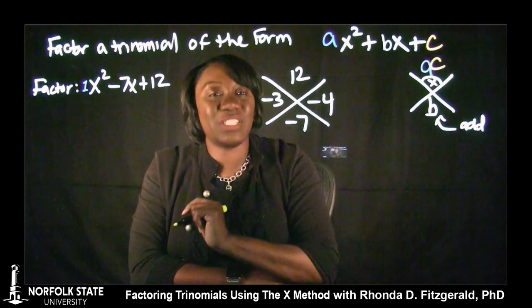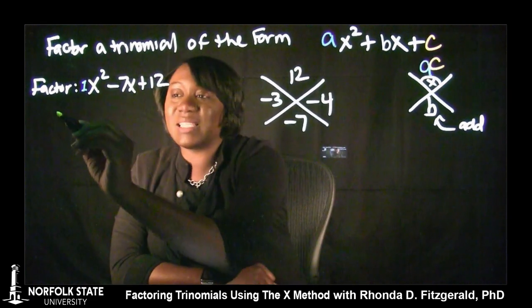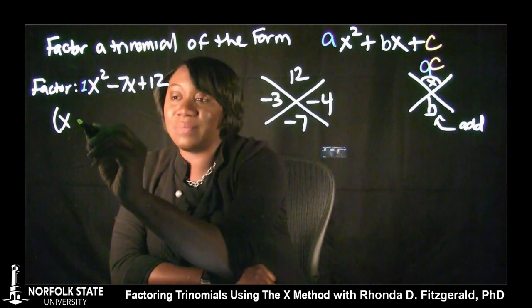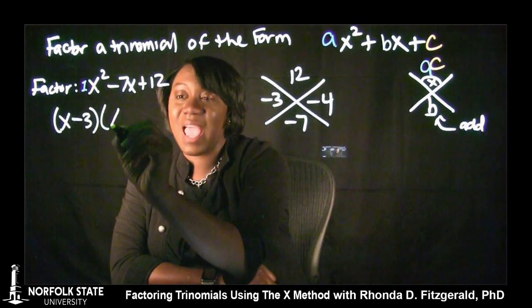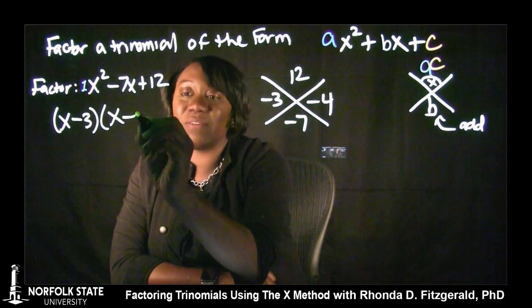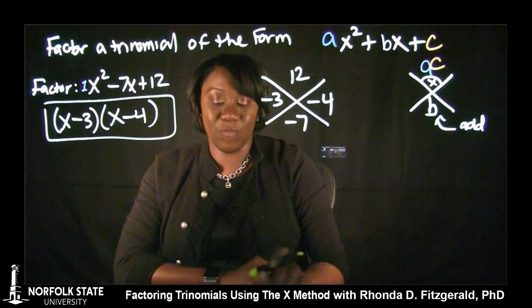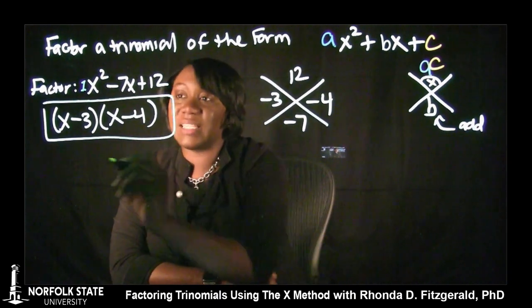When that leading coefficient is 1, we're done. This implies that our factors are x minus 3 and x minus 4. So that would be the factorization for this. Let's look at another example.